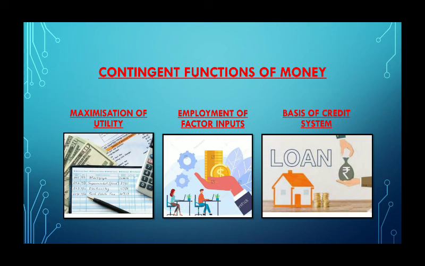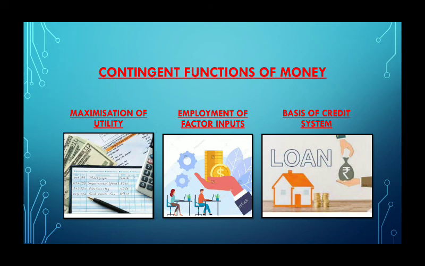Then comes the basis of credit system. Credit plays a very crucial role in the modern system. All the commercial and business activities are highly dependent upon the credit system. And money provides the basis of the entire credit system. Without money, important credit instruments like cheques and bills of exchange cannot be used. So money is at the back of all the credit system. Any kind of credit system can only be there when money is there. Without money, we cannot think of a credit system. So that is the contingent function of money.